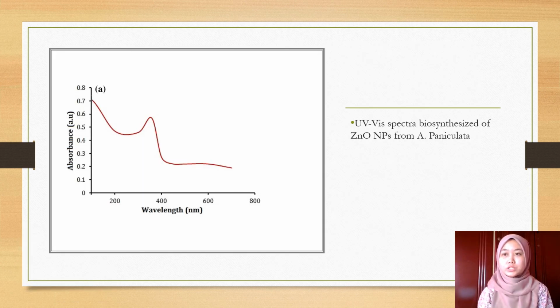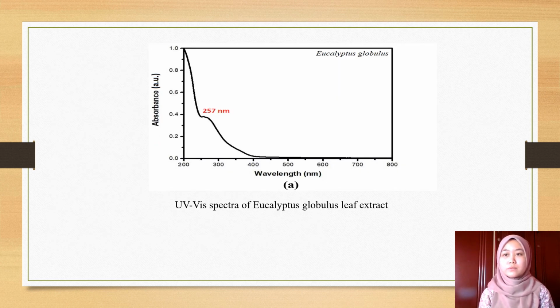This slide shows the UV-vis spectra of zinc oxide nanoparticles from A. paniculata. As we can see in this slide, the absorption peak is at 358 nanometers due to its surface plasmon resonance. The last result for UV-vis spectra is the UV-vis spectra of zinc oxide nanoparticles by Eucalyptus globulus leaf extract. The extract shows only one peak at 257 nanometers, which refers to the presence of benzene and OH group.